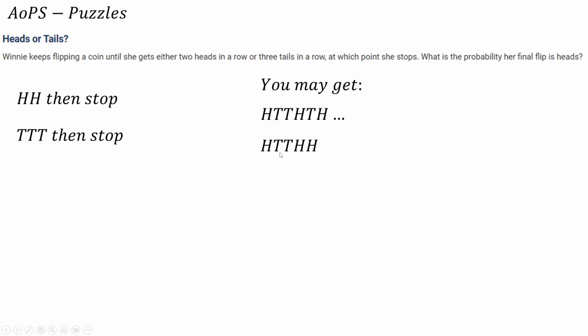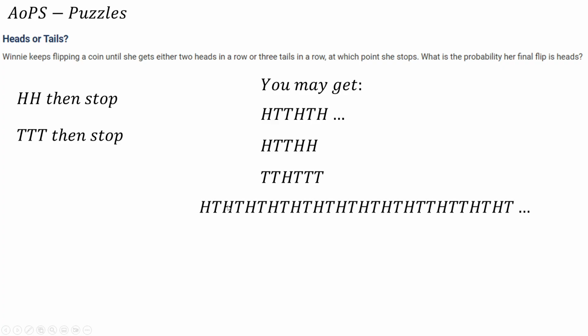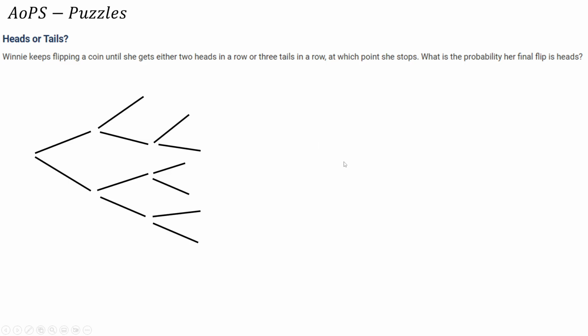You could just get heads, heads, then stop. You could get tails, heads, tails, then stop, because you've got three tails in a row. Or you just might have this infinitely repeating sequence, which just never gets anywhere. And I'll represent it as a tree diagram. So, we'll say that this is heads, and then this is tails.